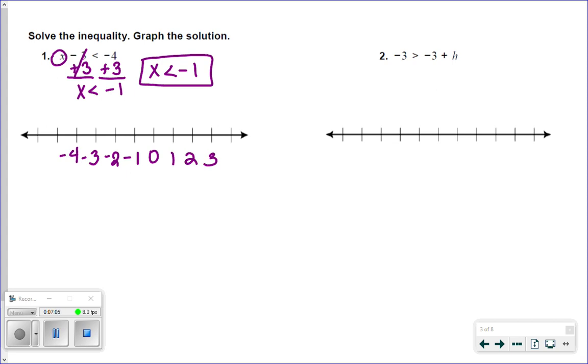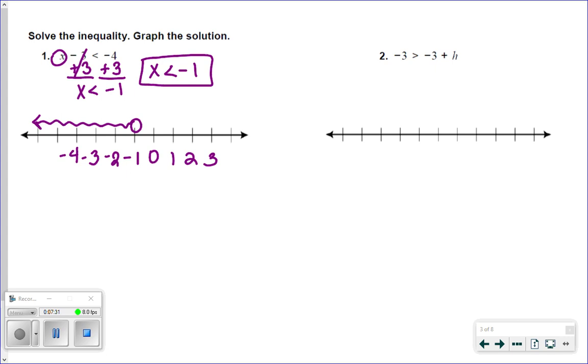So we practiced this in the last lesson. If my solution set is all the x's less than negative 1, I'm going to put a circle on that boundary number of negative 1. In this case, I'm going to leave it open because it's not or equal to. And then I'm going to shade in the less than direction, which is to the left. Those numbers that are less than negative 1 are the ones to the left of the negative 1 on the number line.